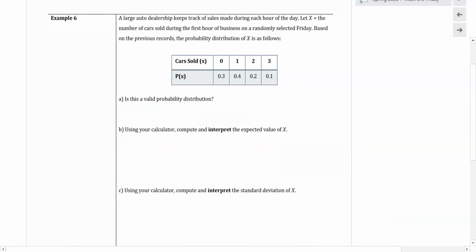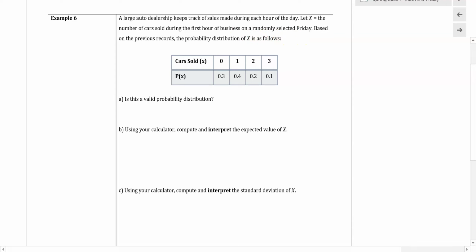Similar idea. So it says that a large auto dealership keeps track of sales made during each hour of the day. Let X equal the number of cars sold during the first hour of business on a randomly selected Friday. Based on previous records, the probability distribution of X is as follows.